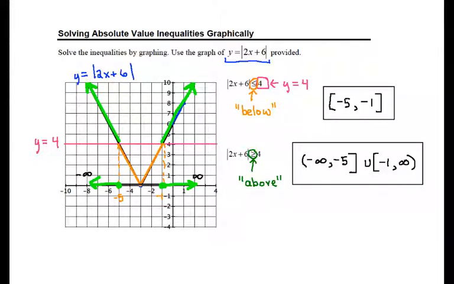So we can see from this graph that two possibilities come up. One is a single interval, and that's if we have the bottom of the V. Another possibility is two disjoint intervals, which is what we get if we have the top of the V.